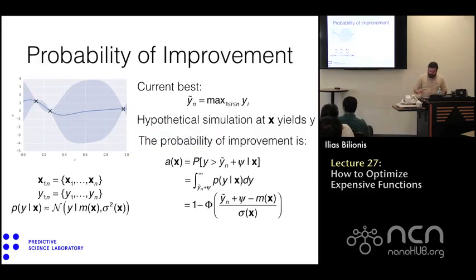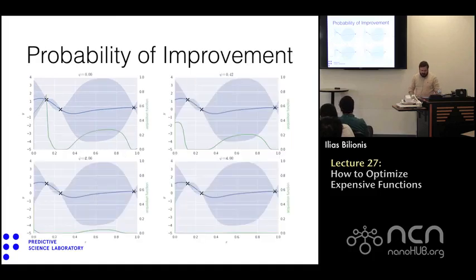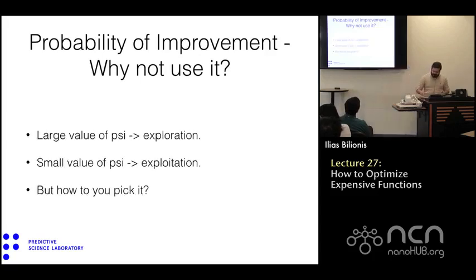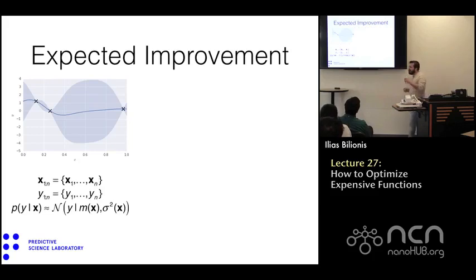Anyway, probability of improvement. Let's keep it. Don't use it. Okay? Seriously, don't use it because it also doesn't converge. It makes sense, there's an analytical formula, but it doesn't work. Expected improvement.